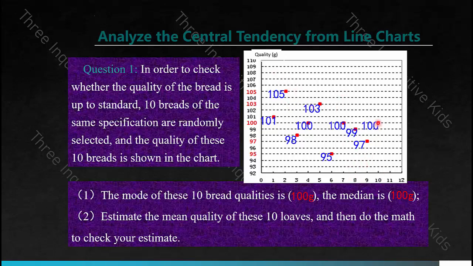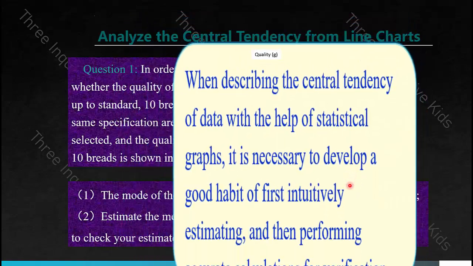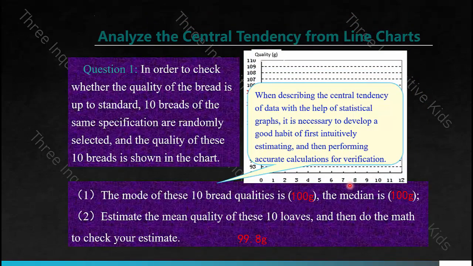Estimate the mean quality of these 10 loaves and then do the math to check your estimate. So that would be 99.8 grams if you add all of these up and divide it by 10. So, when describing the central tendency of data with the help of statistical graphs, it is necessary to develop a good habit of first intuitively estimating, so just with your mind, and then performing accurate calculations for verification.